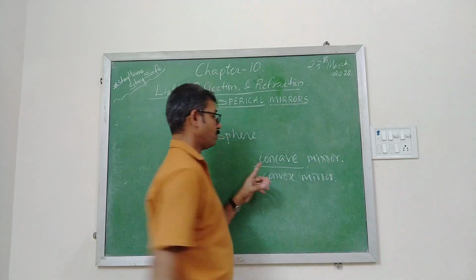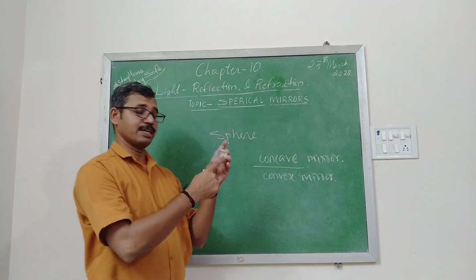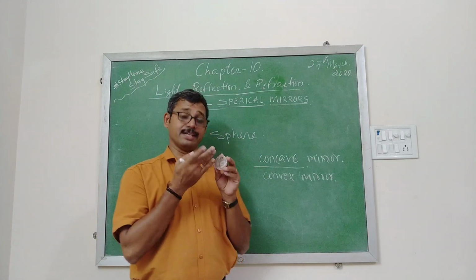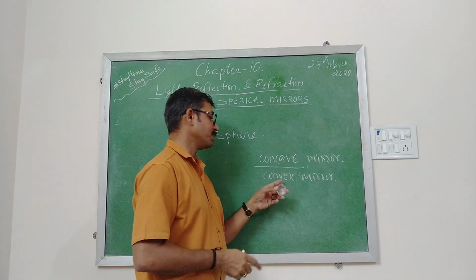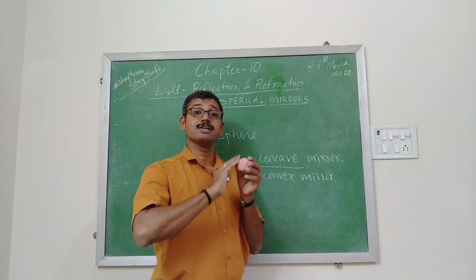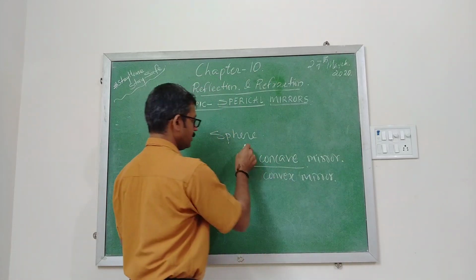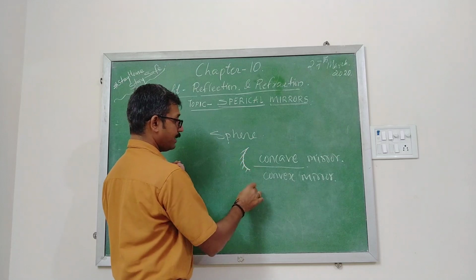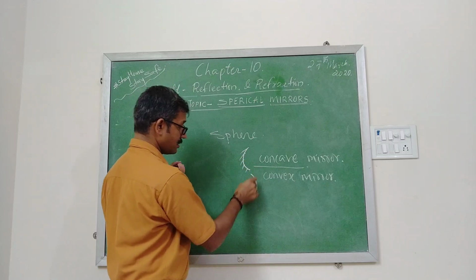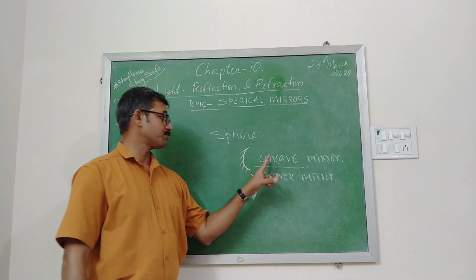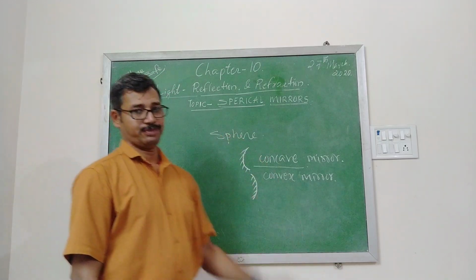Take care. Concave: cave means inside, that is, the reflecting surface is inside, and convex means the reflecting surface is outward. So this is how concave looks, and convex is like this. This is the concept of concave and convex.